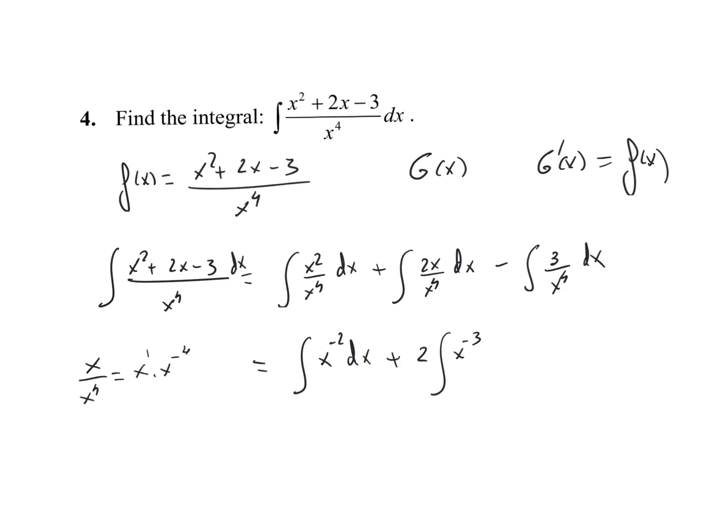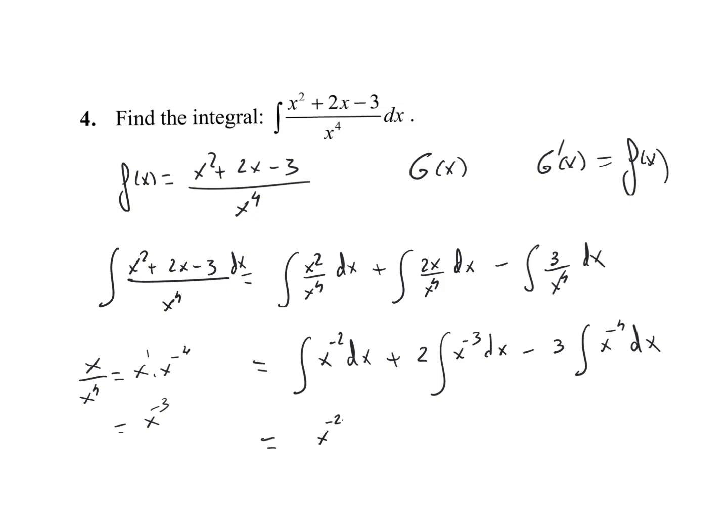And I apply the sum of the exponents: the base is x, and the sum of the exponents is 1 minus 4, which is minus 3. So this will be the antiderivative of x to the minus 3, and this will be minus 3 times the antiderivative of x to the minus 4 dx. Now I can apply the power rule.